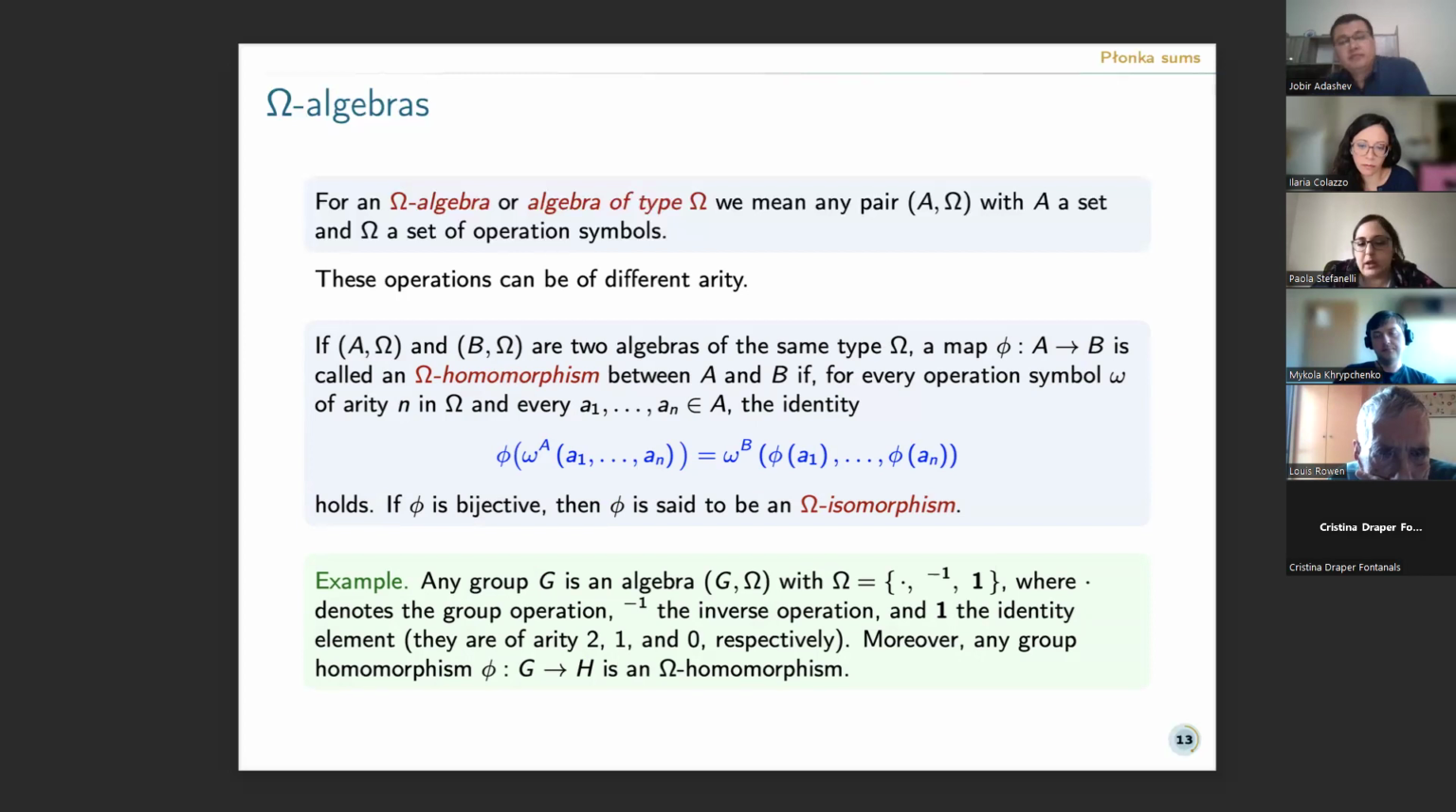Just a remark, an example. It's clear that any group can be considered as an algebra with a binary operation, but it can be considered also as an omega algebra, where omega consists of three operations of different arity: the dot operation, which is the group operation, so it is of arity 2, the inverse operation, which is of arity 1, and the identity, which is of arity 0. Moreover, any group homomorphism is clearly an omega homomorphism.